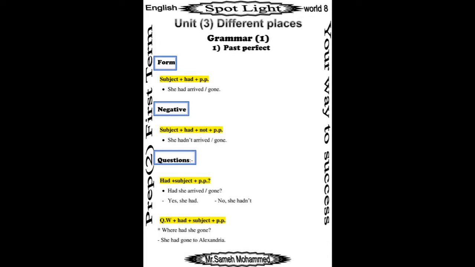Now we will talk about the questions. We have two kinds of question. The first part is the interrogative question. And the question here will begin with had, subject, past participle, and don't forget question mark. For example, had she arrived? Had she gone? And if you wanted to answer, you can use yes or no.